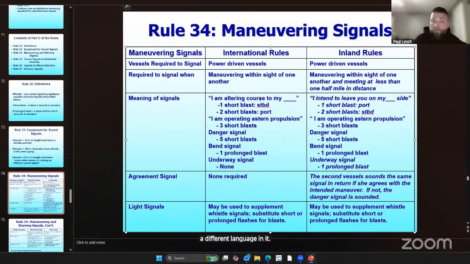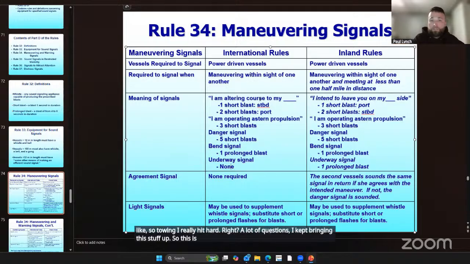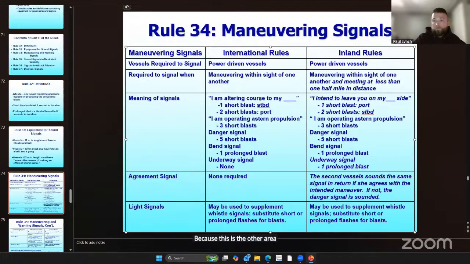This is why, like I said, I'm introducing this stuff. With the sounds and stuff, like towing, I really hit hard, right? A lot of questions. I kept bringing this stuff up. This is why I do this with all the sounds, because this is the other area where students in the past had more questions. So I start going over this information before I actually start teaching it on Thursday.